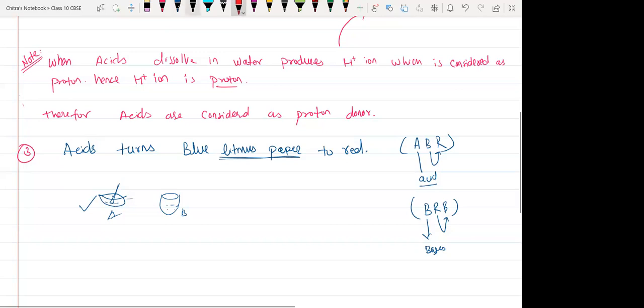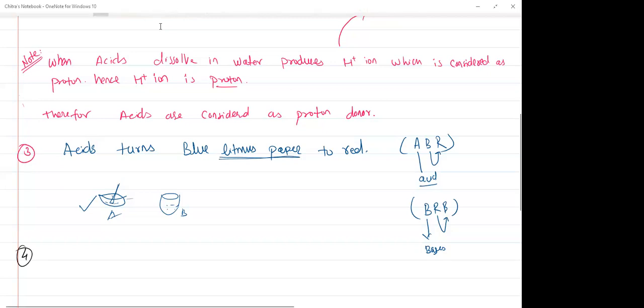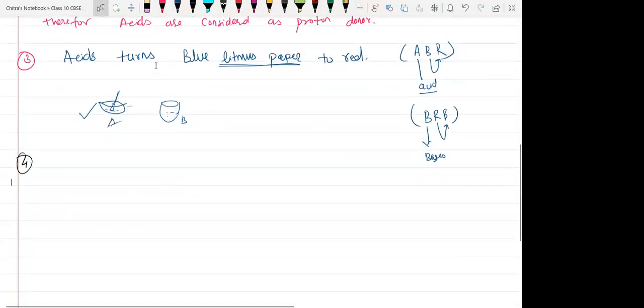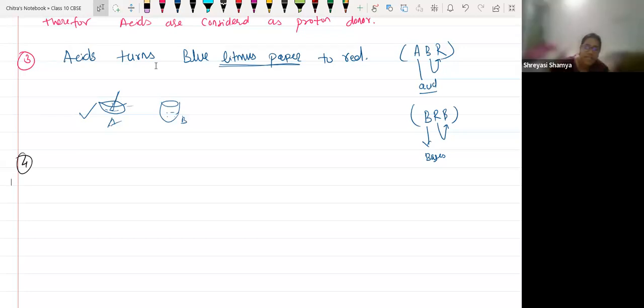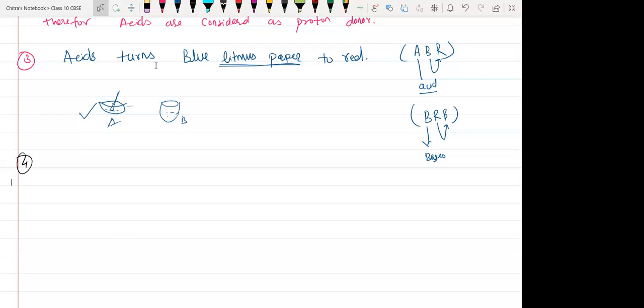Next, fourth point about the acid. Any idea about the next point? Fourth point, what may it be? The pH level is less than 7. Yes, very good, pH level. So we have a pH scale. The pH scale I am going to draw over here.